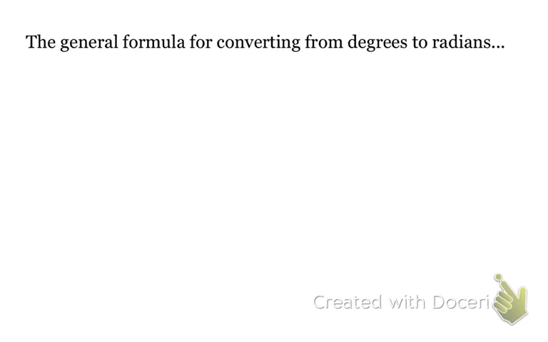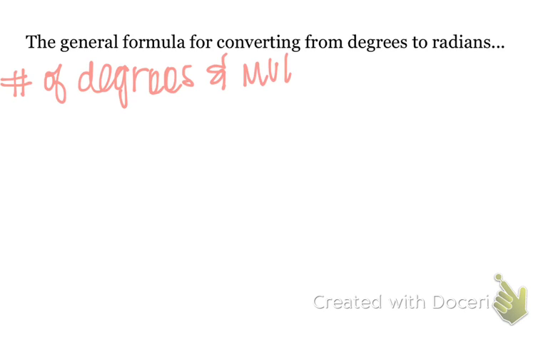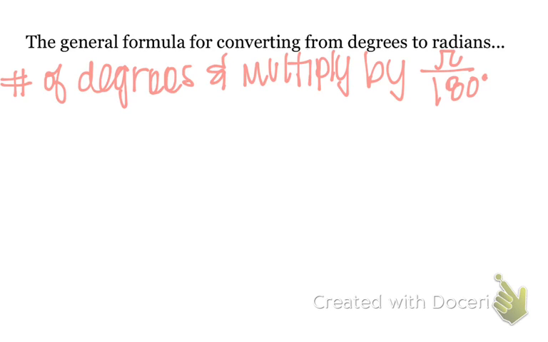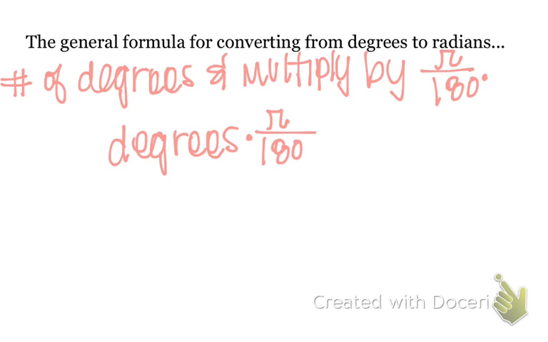Okay, take really good notes on this part. The general formula for converting from degrees to radians is to take the number of degrees and multiply it by pi over 180 degrees. So basically the formula is degrees times pi over 180, and then you go through and simplify.